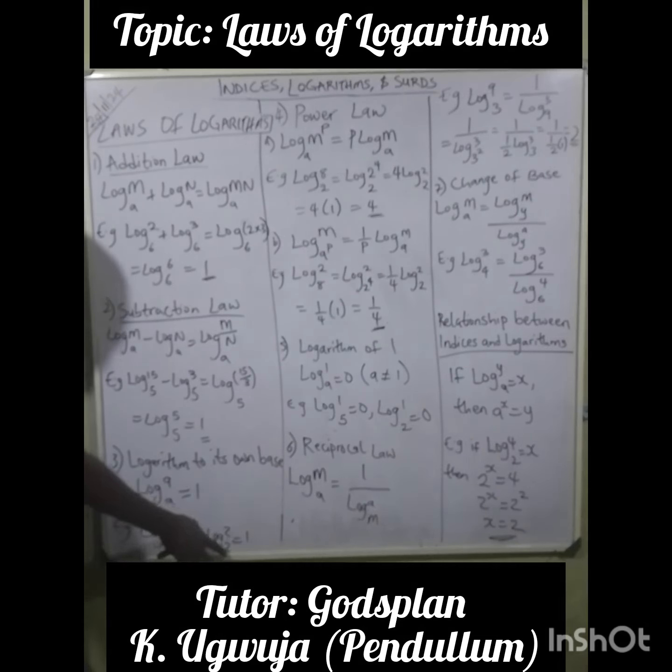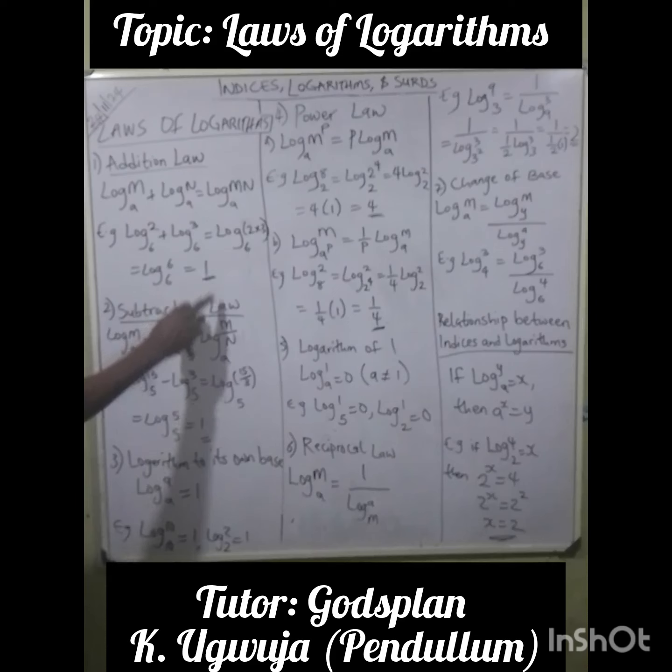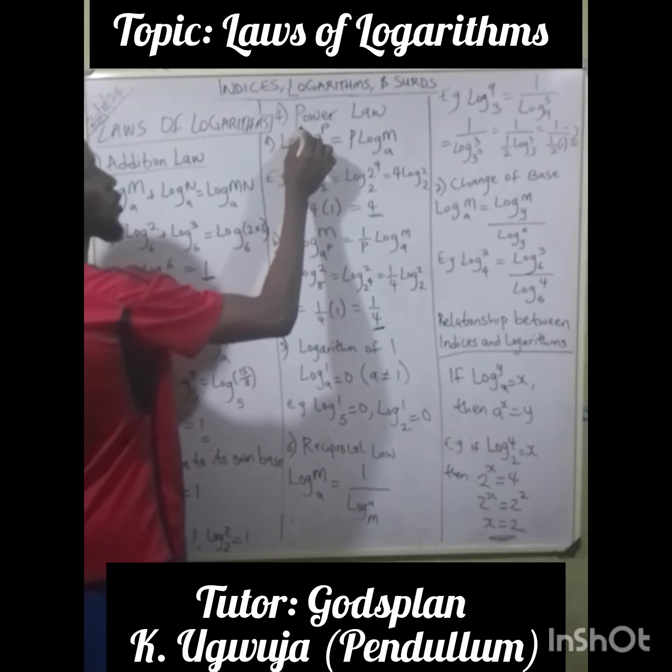Logarithm of 2 to base 2 is 1. Logarithm of 6 to base 6 is 1. Logarithm of 5 to base 5 is 1. Any number at all, the logarithm of that number to the same base is 1. Logarithm of 1000 to base 1000 is 1. So just have that at the back of your mind. Then we have the power law.